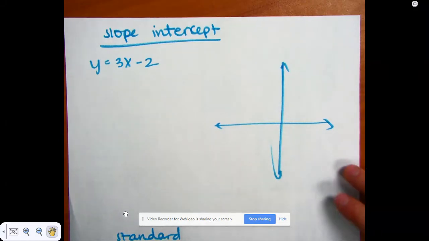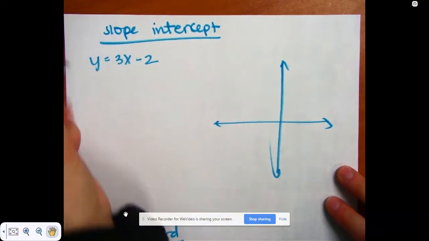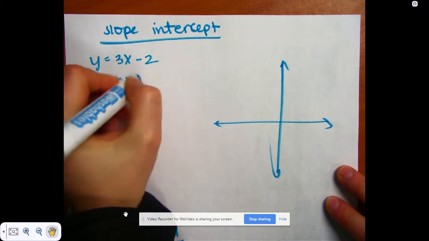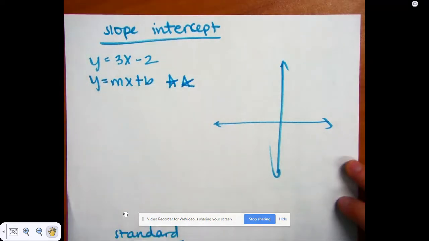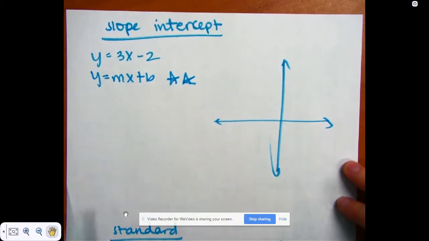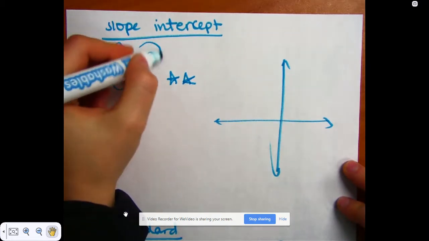We are sharing, so slope-intercept. This is slope-intercept form. Y equals mx plus b. I would write this on your card. All right, so the m is my slope. The b is my y-intercept.